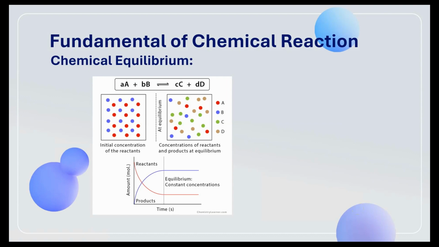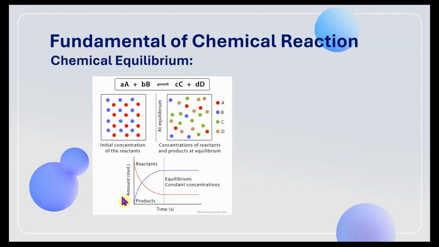Chemical equilibrium, if you want to show it with a diagram, is something like this. Assume that blue and red dots are A and B species, and this is a reactor at the initial time. Therefore, these are the initial concentrations of reactant. After equilibrium, there will be all four species inside the reactor. It means that the concentrations of all reactants and products are at equilibrium.